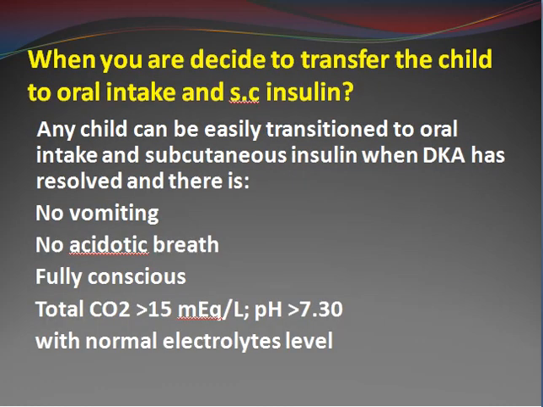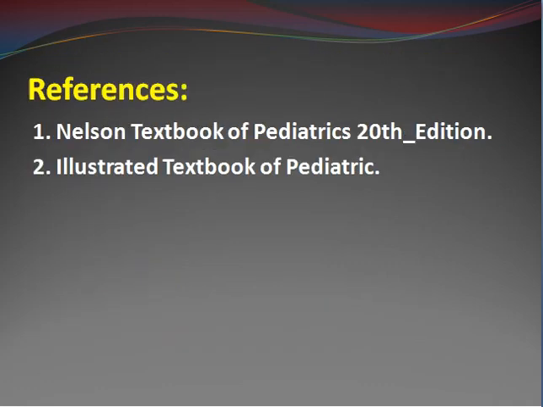When you decide to transfer the child to oral intake and subcutaneous insulin: any child can be easily transitioned to oral intake and subcutaneous insulin when DKA has resolved and there is no vomiting, no acidotic breath, the patient is fully conscious, the total bicarbonate is more than 15 mEq per liter, pH more than 7.3, with normal electrolyte levels. For more information, you can refer to the textbook of pediatrics and the illustrated textbook of pediatrics.